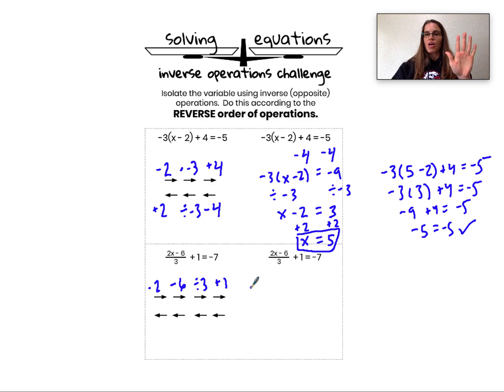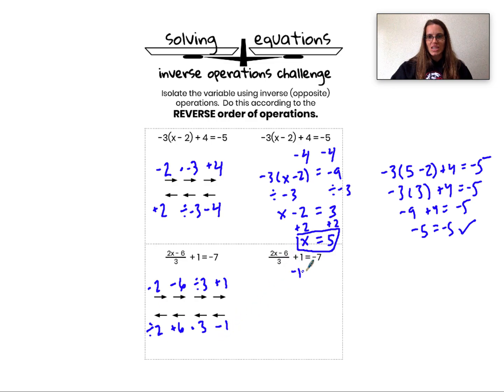So when I'm solving, I perform my inverse operations in the reverse order. First, I undo the addition of 1, I subtract 1. Then I do the opposite of dividing by 3, I multiply by 3. Opposite of subtracting 6 is adding 6, and then the opposite of multiplying by 2 is dividing by 2. All right, there is some help, and now I will go ahead and actually solve algebraically.